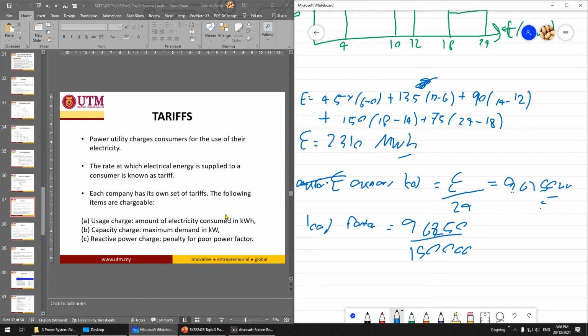So now we move on to tariff. I think that's it for today. We continue tariff in the next class. So see you again tomorrow.